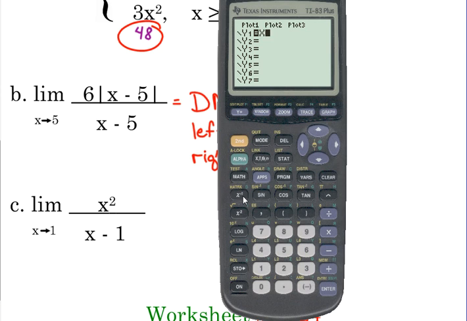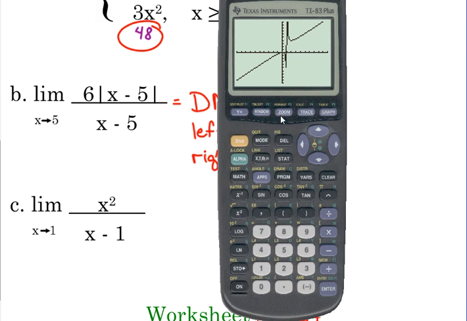But can anybody tell me what's happening at 1 before I graph it? What's happening at x equals 1 with this function? Well, I know it's an error, but why is it an error? What do we call it? We're dividing by 0, so it's a vertical asymptote. Okay, it's a vertical asymptote.